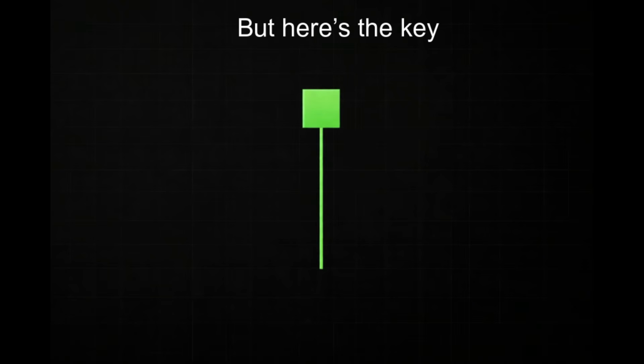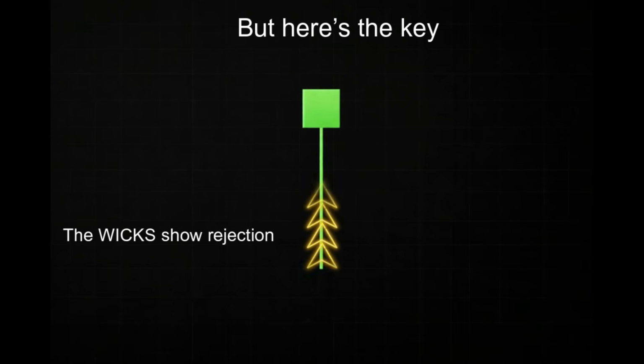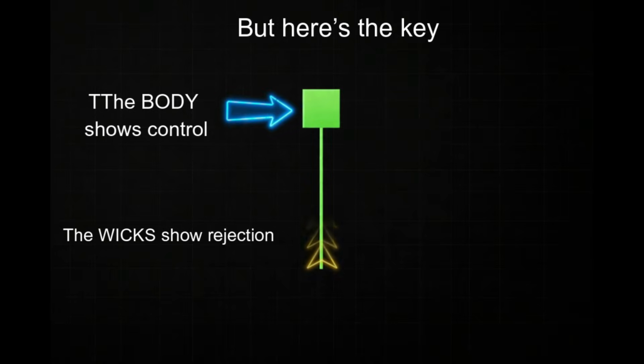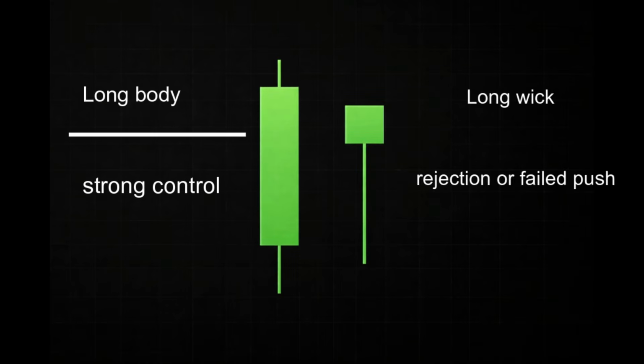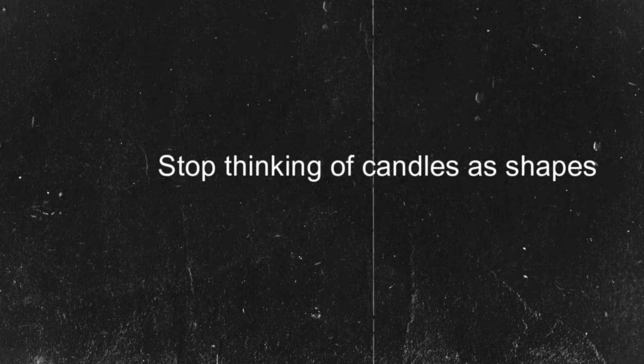But here's the key. The wick shows rejection. The body shows control. Long body equals strong control. Long wick equals rejection or failed push. Stop thinking of candles as shapes. Start thinking of them as pressure. When you understand that, patterns become logical.